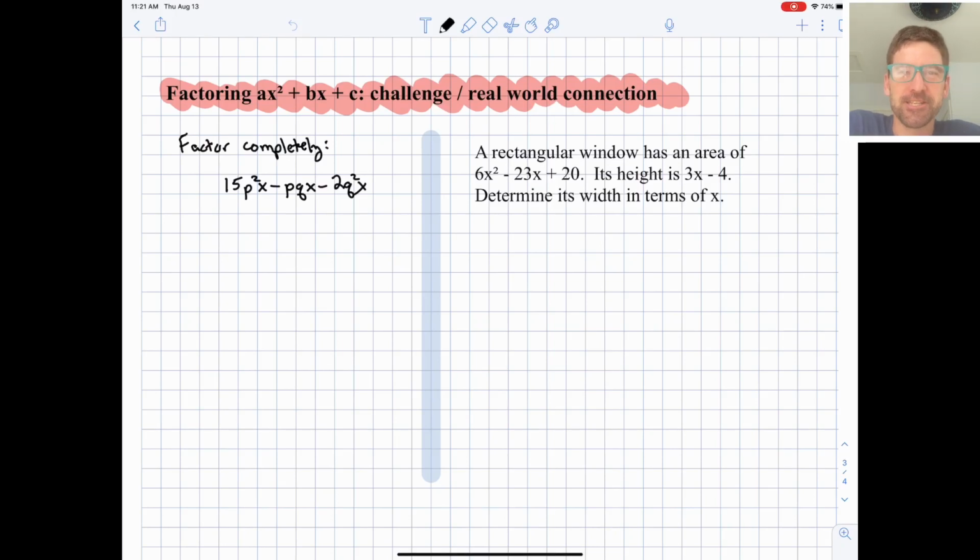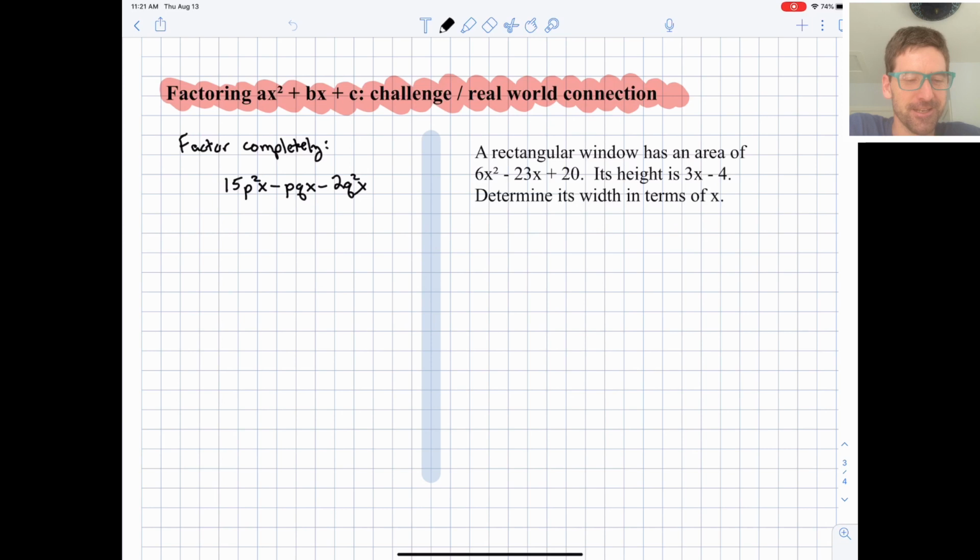All right, these are a challenge problem and a real-world connection problem in our factoring unit, specifically with regard to factoring ax squared plus bx plus c, where the coefficient with the x squared value is not 1, so it makes it a harder problem. I encourage you to pause this video, give these a try on your own, and then come back and check in and see how you did.